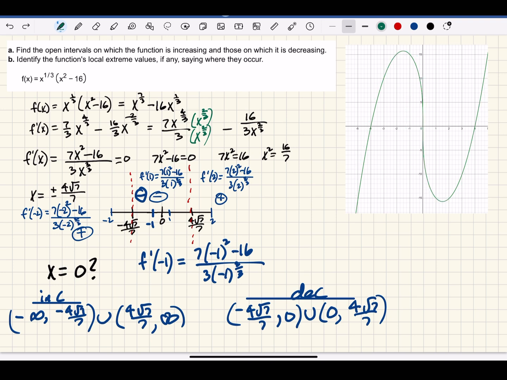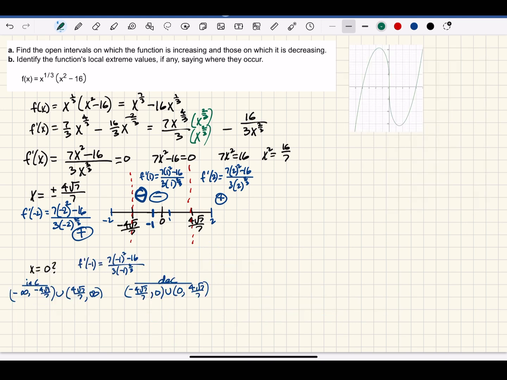The B part of this problem asks us to find the function's local extreme values. So in other words, we're to find the coordinates of these points. So we need to find f of -4 times the square root of 7/7. This will be (-4 times the square root of 7/7) to the 1/3 power times (-4 times the square root of 7/7) squared minus 16.